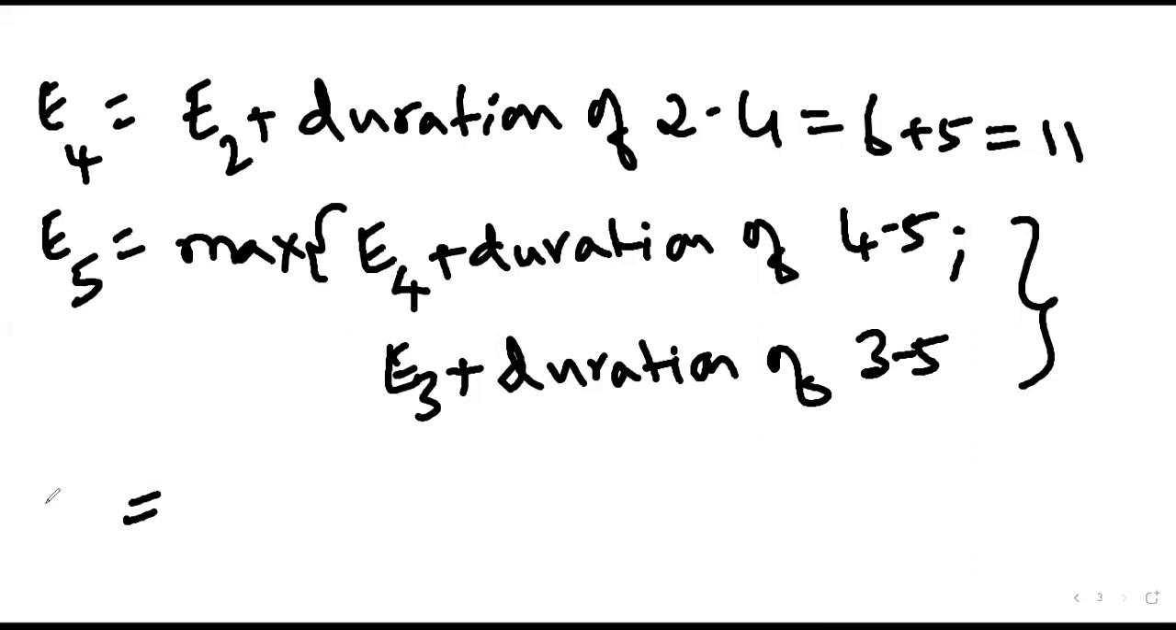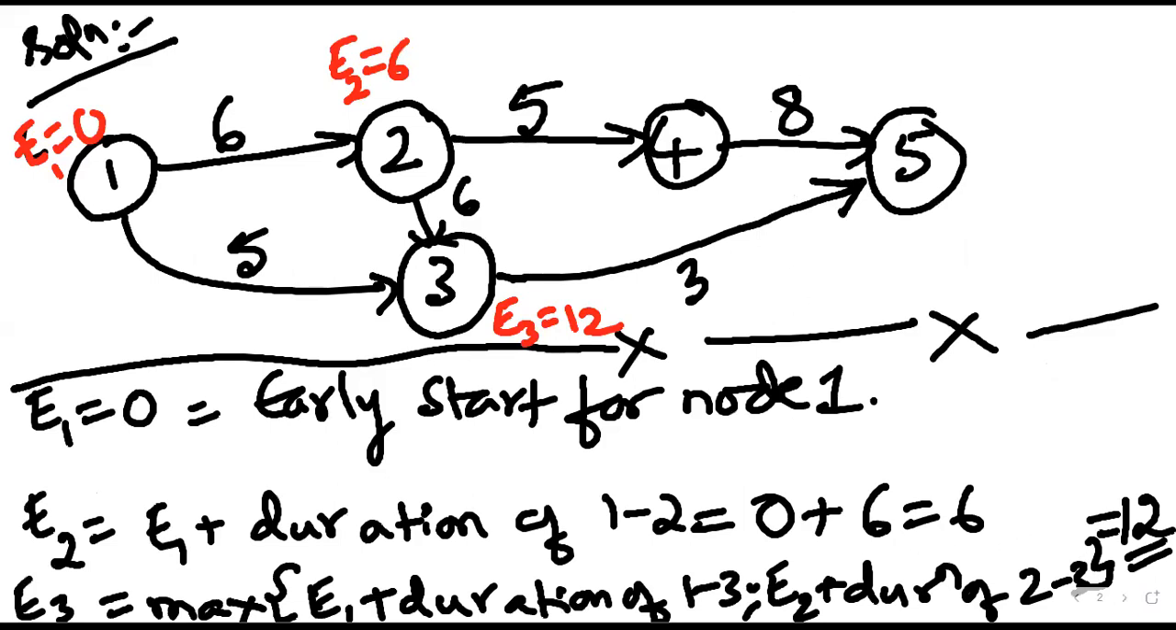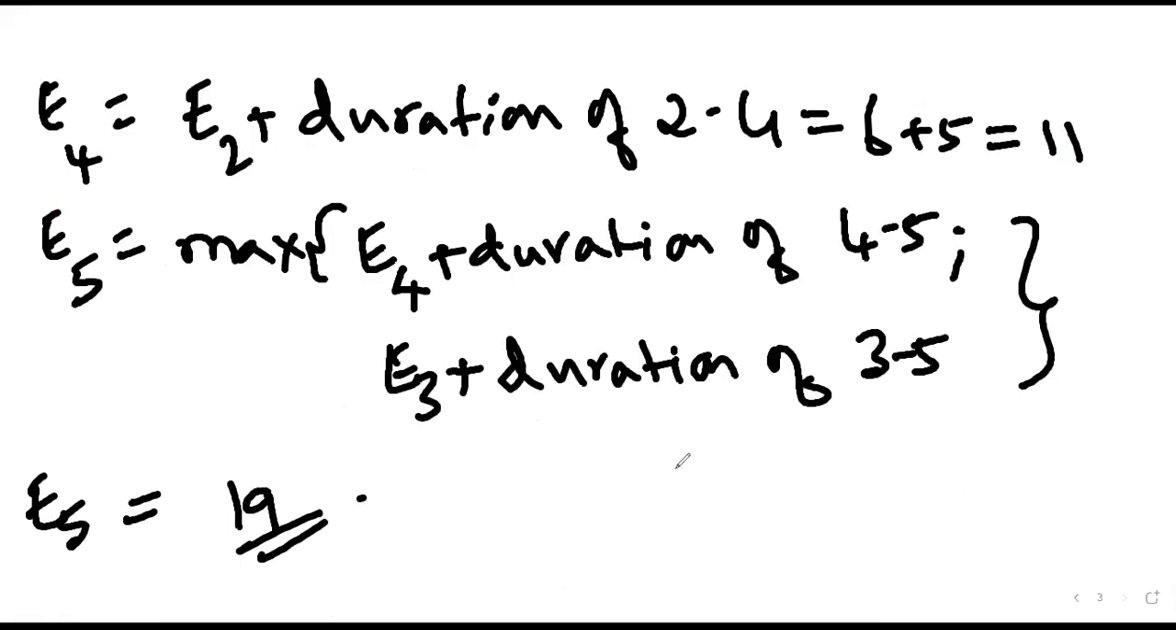What will be the maximum value? Or what will be the value of E5? 19, sir. 19 will be. Everyone getting the same values for all the values of... correct? Okay. So any other answers or everyone getting the same answers?